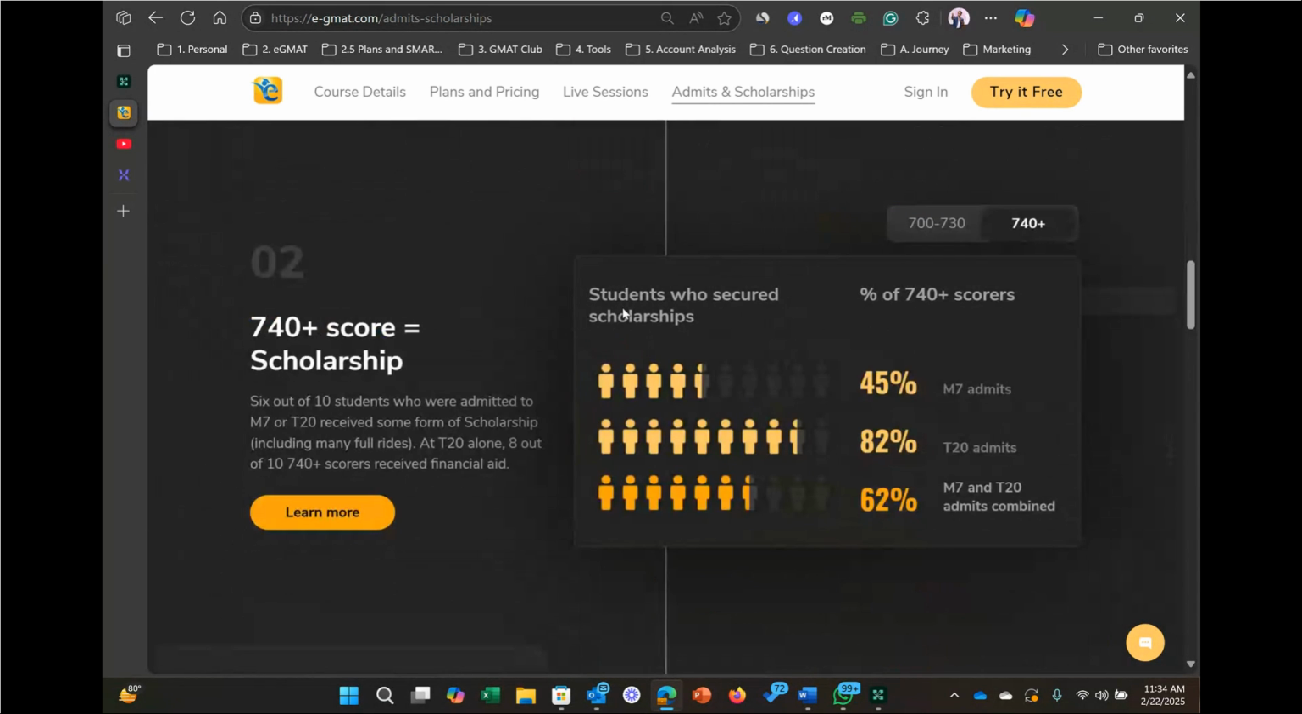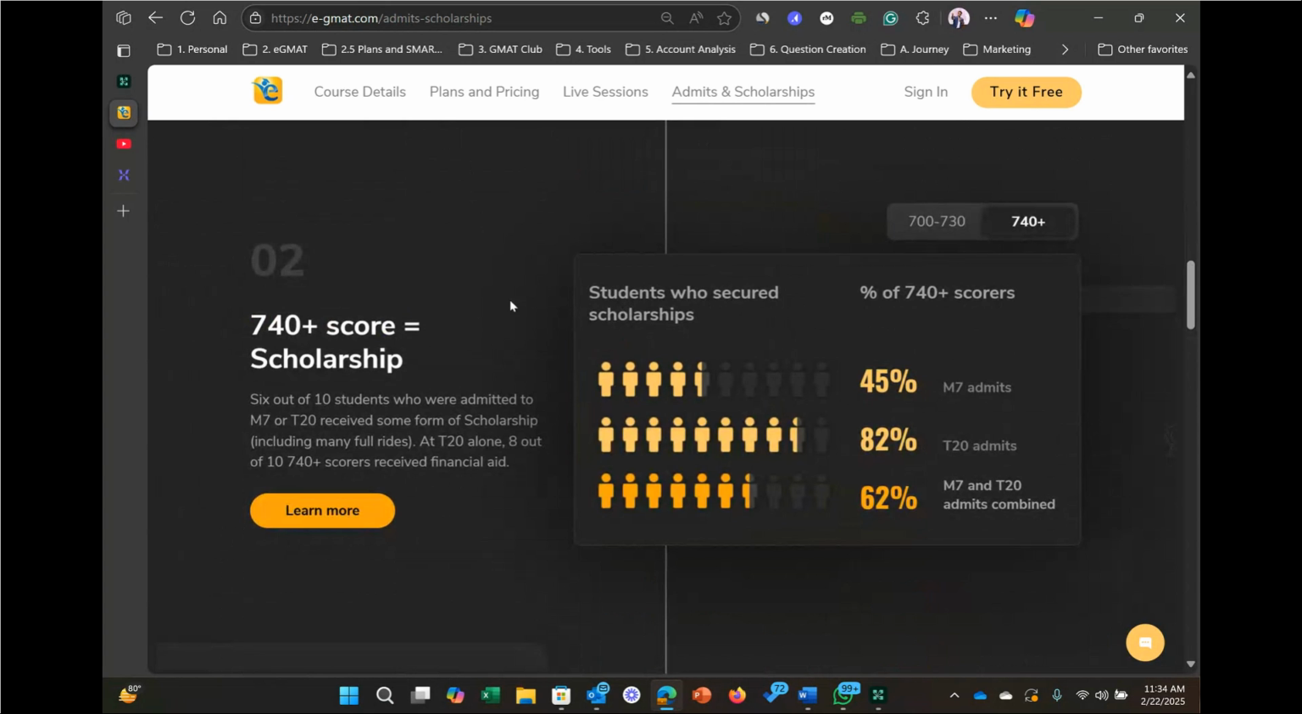In terms of scholarships, if you had a 740 or higher, you had a much higher chance of scholarship, regardless of whichever school you wanted to go to. In fact, 6 out of 10 students who were admitted to one of these two brackets, so M7 and T20, got some form of a scholarship. T20 is the top 20 US schools outside of M7. You can really see that number over here. So there was a huge difference.